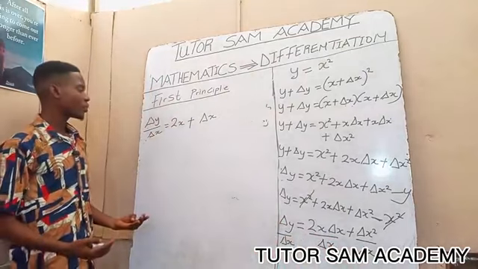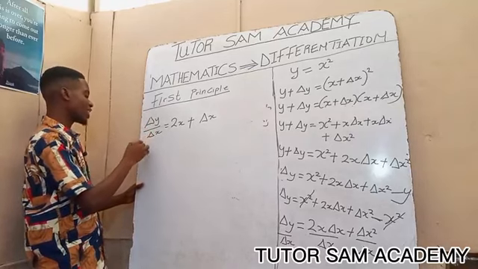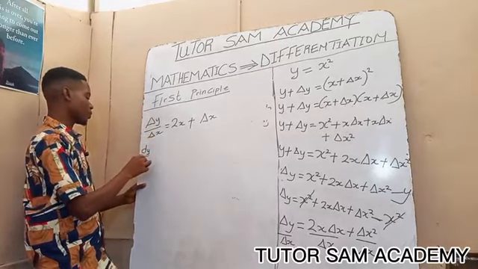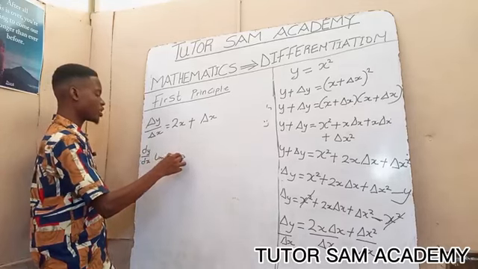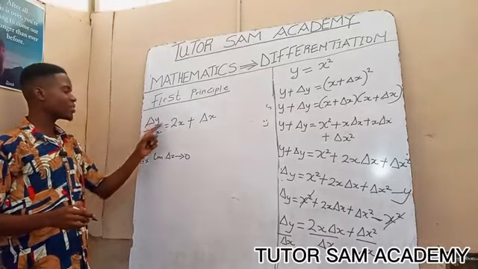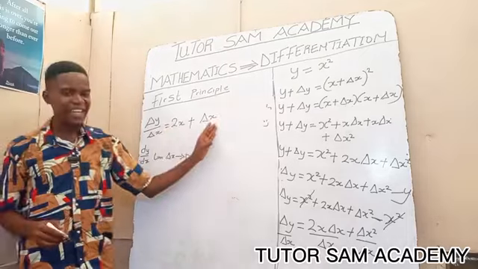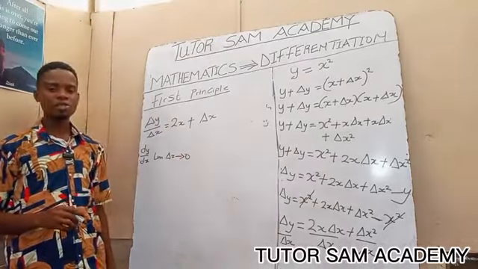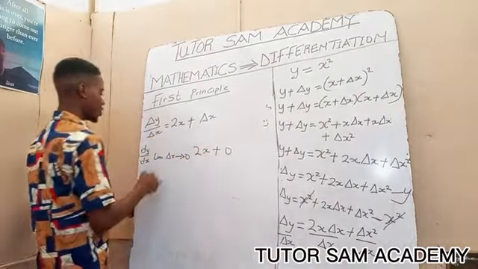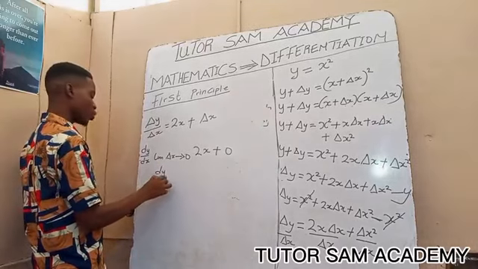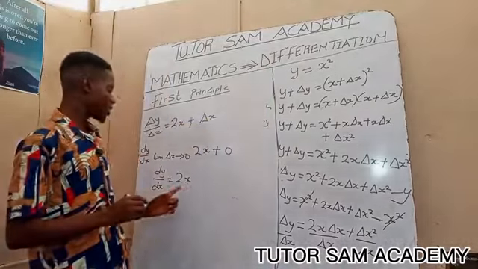The next step now is to take a limit. When you are taking limit, you change your changing y over changing x to dy dx. You limit as changing x approaches 0. The meaning of this is that anywhere you see changing x here, for this side, you change it to dy dx. For this side, anywhere you have changing x, you limit it to 0. So this is 2x plus 0. So dy dx will be equal to what? 2x. So I have differentiated this using first principle. This is our final answer.